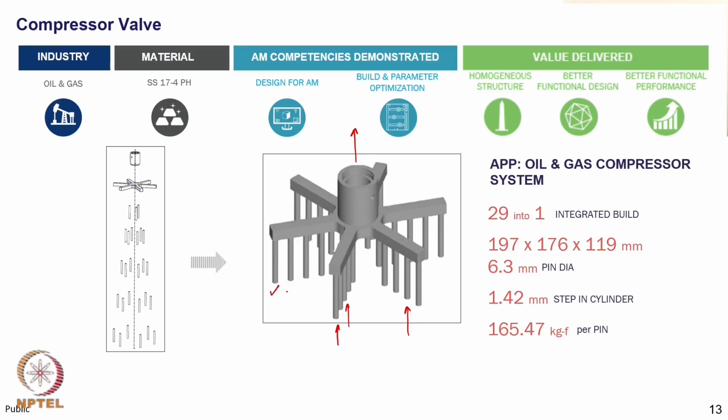There are these pins. These pins are of 6.3 mm diameter. There is a small step in this top cylinder, which is another part. This step is 1.42 mm. And then the third part in this geometry is this central region. Using additive manufacturing, all of this can be made in a single build.